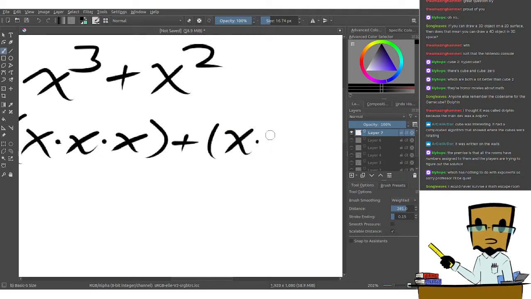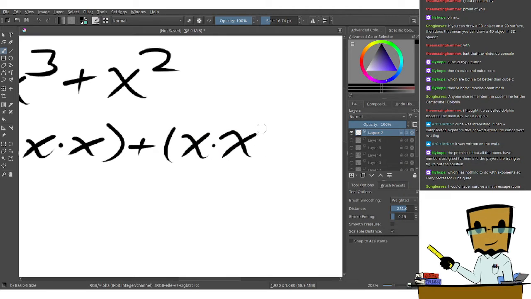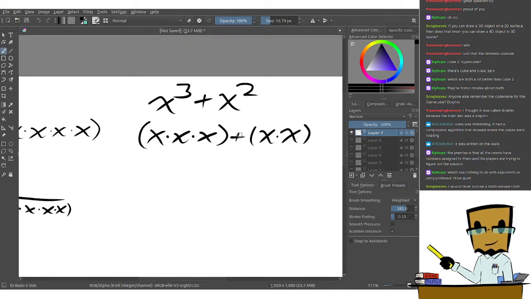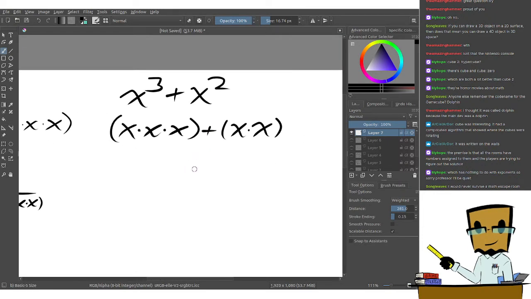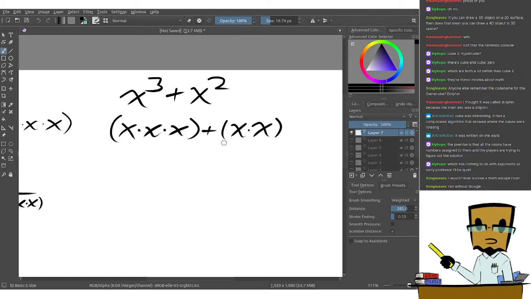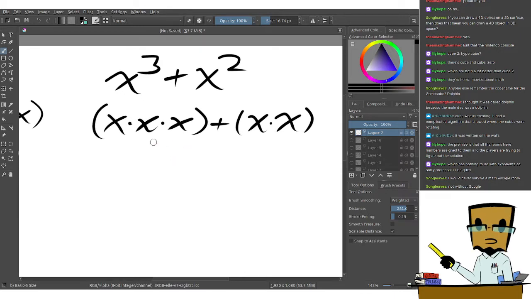You'd never survive a math escape room. That's a good idea. We did just learn how to make binomials, I think. I never really remembered the math terms, I just did math.